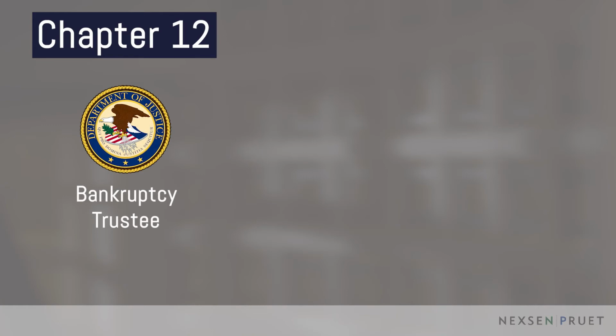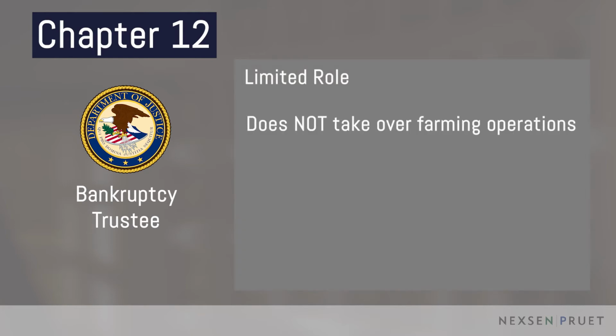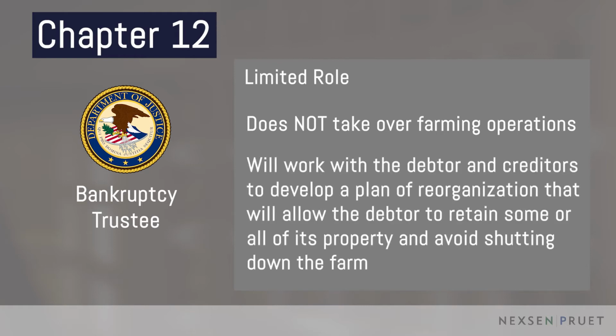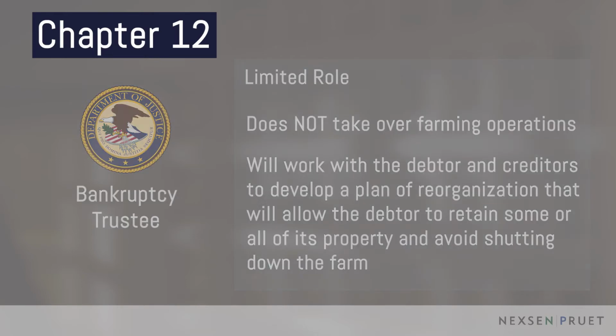A bankruptcy trustee is appointed in every Chapter 12 case when the petition is filed, but the trustee's role is limited. The trustee does not take over farming operations, which are left in the debtor's control. The trustee will work with the debtor and creditors in an effort to develop a plan of reorganization that will allow the debtor to retain some or all of its property and avoid shutting down the farm.